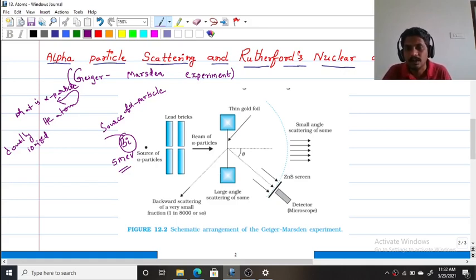In this experiment, alpha particles are emitted from a radioactive element like bismuth, and they are made into a narrow beam by passing them through lead bricks. So actually, the beam is like this.